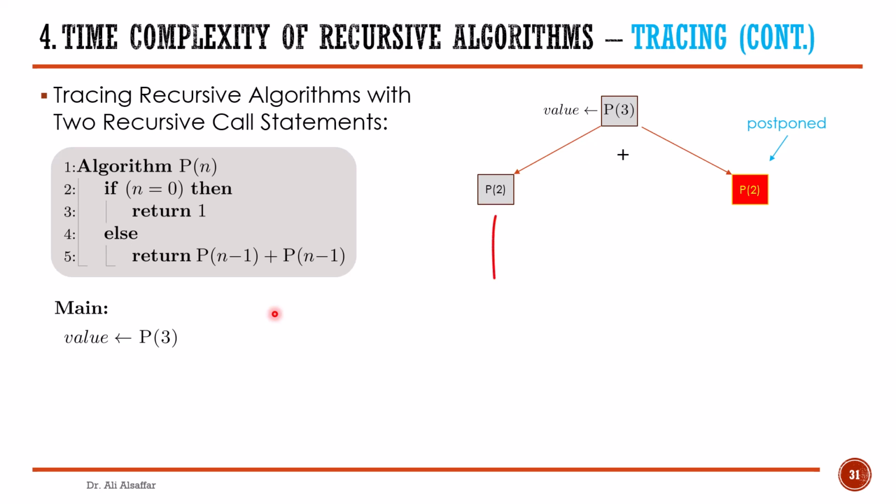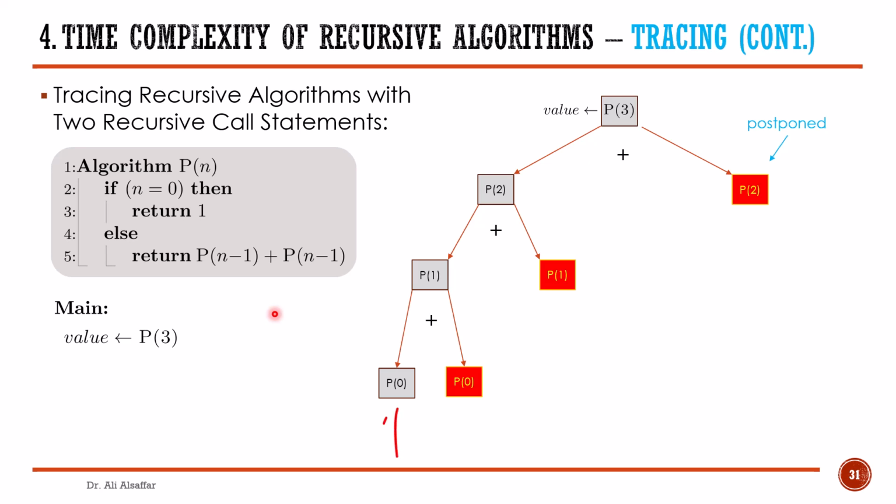When P2, the left child, is executed, since the parameter 2 is not equal to 0, it will call itself twice with a parameter equal to 1. The left call P1 is executed first, and the right call is postponed, where it will be executed after returning back from the left call. When P1, the left child of P2, is executed, since the parameter 1 is not equal to 0, it will call itself with a parameter equal to 0. The left call P0 is called first, and the right call is postponed.